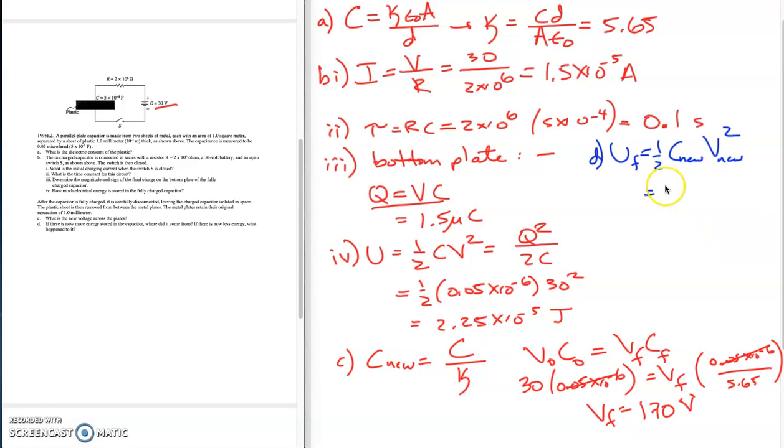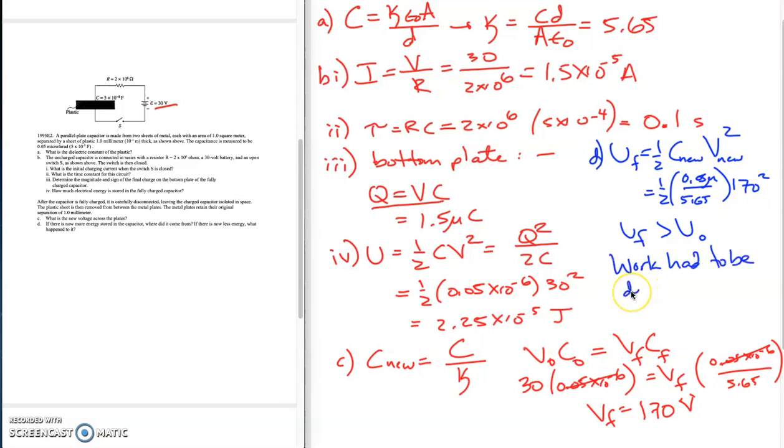So we can plug in our numbers. 0.05 micro over 5.65 times 170 squared, and we can get a new number for it. And what you're going to notice is, yeah, we've made the capacitance smaller, but then we squared the increase. So U final is going to be greater than U original. Where did it come from? Work had to be done to remove the dielectric.